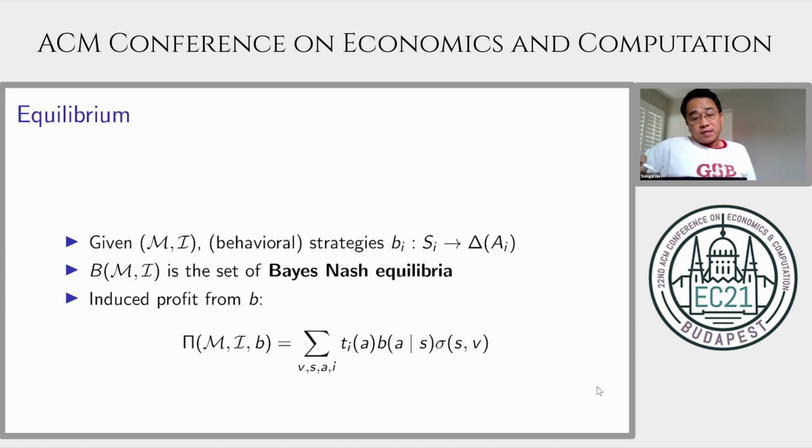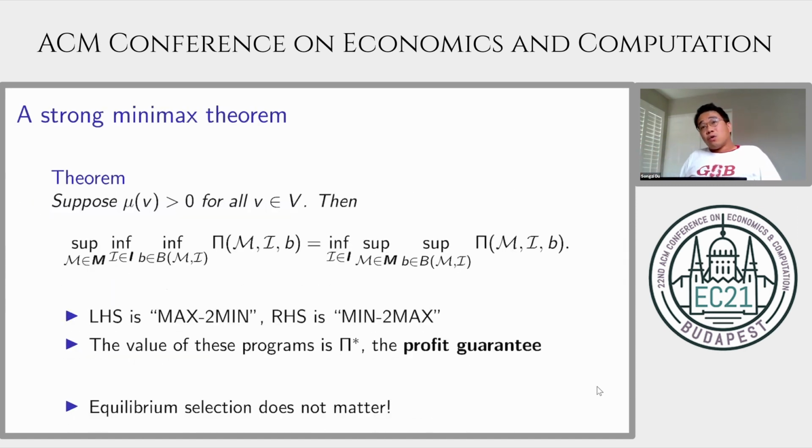Okay, so in this setup, a general result that we are able to prove is a minimax theorem, under some technical assumption that every value profile has positive probability. Suppose we look at a finite setting at first. Suppose the value is finite, actions are finite, and signals are finite.